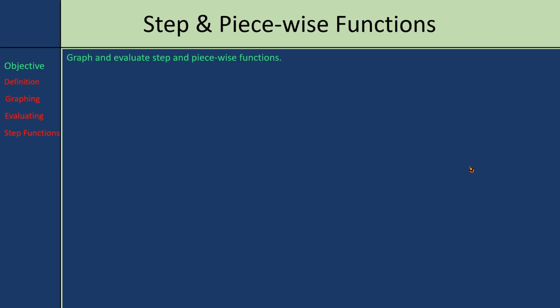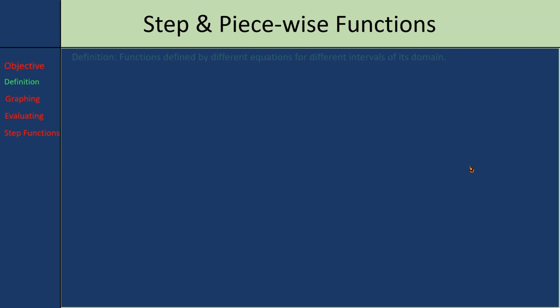Okay, so the definition of a piecewise function is that they are functions that are defined by different equations for different intervals of its domain. Okay, so what it is, your function is split into different sections. That's all it is. Okay, so we'll start by graphing it.